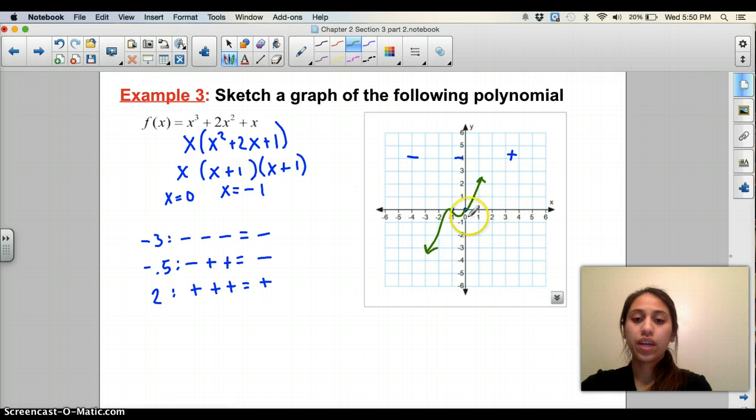Okay, so again, between the double root, which in this case was x is equal to -1, it touches the x-axis but doesn't cross and then continues down. And the signs here are the same. So in the last example, they were both positive. In this case, they're both negative.